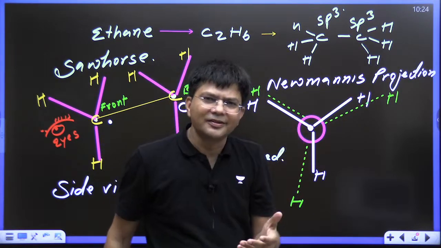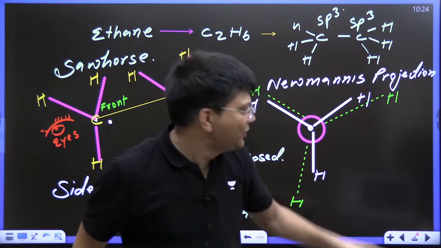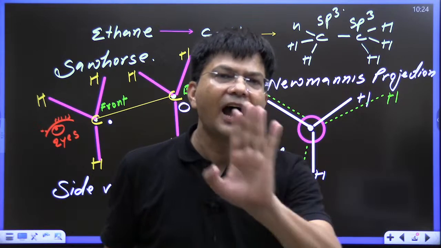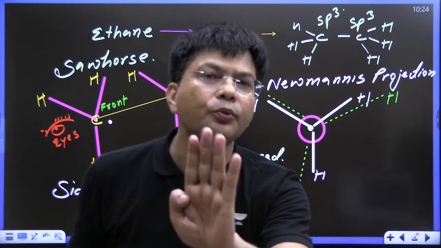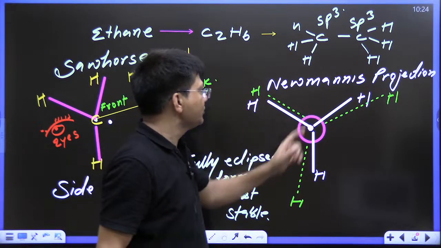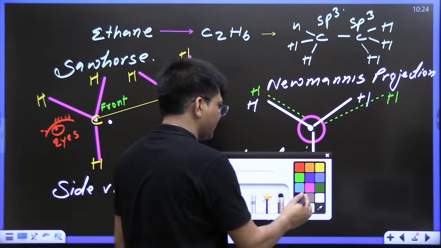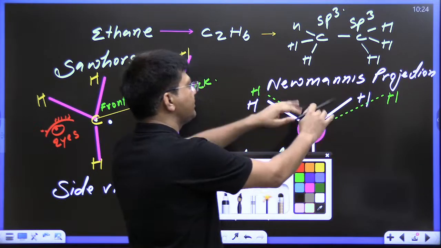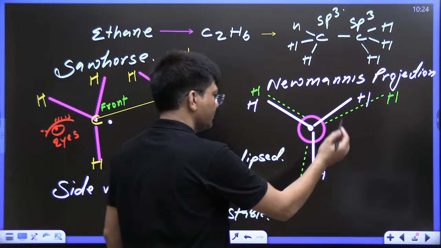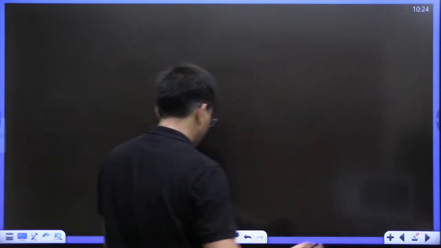I have to show you these green hydrogens. Otherwise, in the fully eclipsed form, green hydrogens are not supposed to be visible. No one can see the green hydrogens. So this repulsion, kids, let me make it on another page so that you can easily understand it.